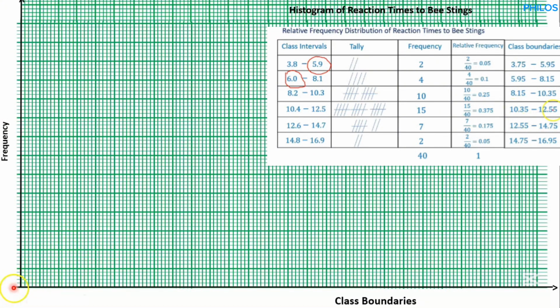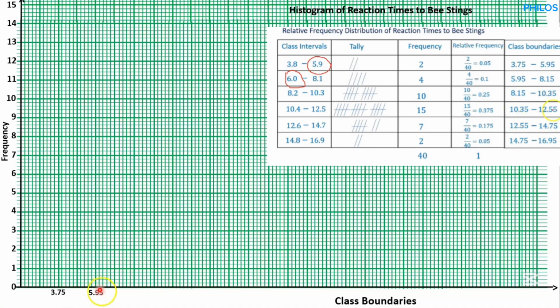So the origin is always 0. Let me put 0 at the origin. Then this place will be 1, 2, 3, up to 15. Then we are going to put the class boundaries at the x-axis. The first class is 3.75 to 5.95, isn't it? So I'll label this first place 3.75. Then the next one will be 5.95. Now, the next class is 5.95 to 8.15.